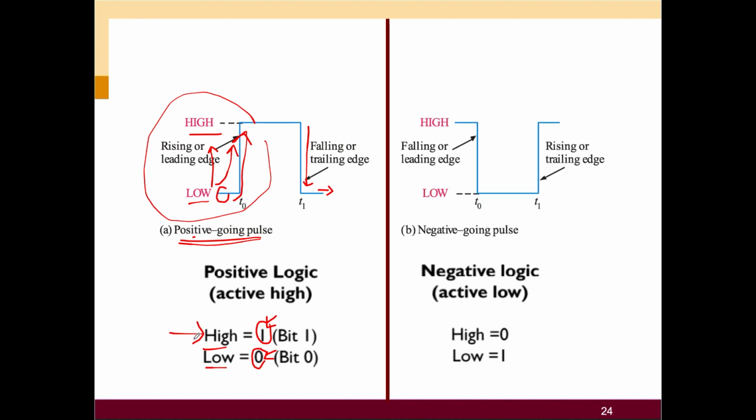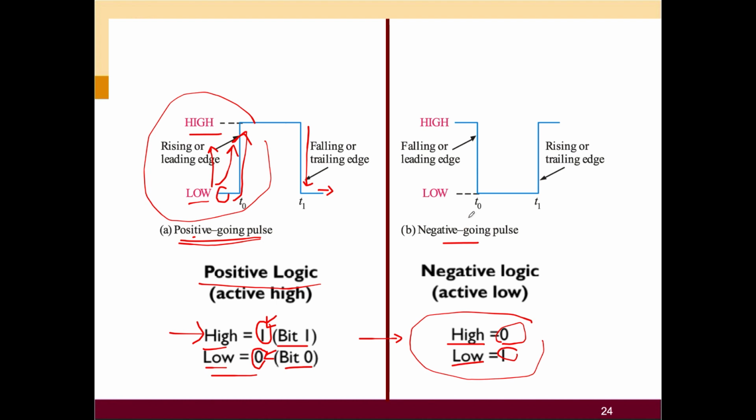So over here, let's look into negative going pulse. This is negative going pulse. This is what I mentioned is different. For negative logic or negative going pulse, the high is 0 and low is 1. So you can see the difference now. Positive logic or positive going pulse, the high is 1, but for negative logic or negative going pulse, high is 0. Same goes to low. Low is 0 for positive and low is 1 for negative.